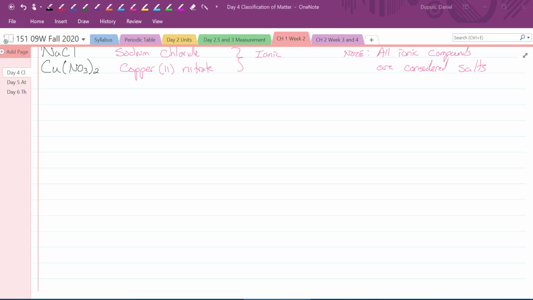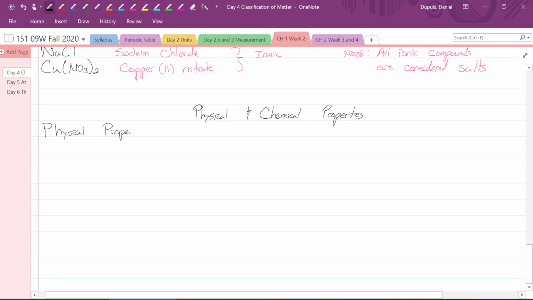Physical and chemical properties. So let's talk physical properties first. Physical properties, so we've got physical and chemical properties. All right, so physical property. All right, so there's two types.